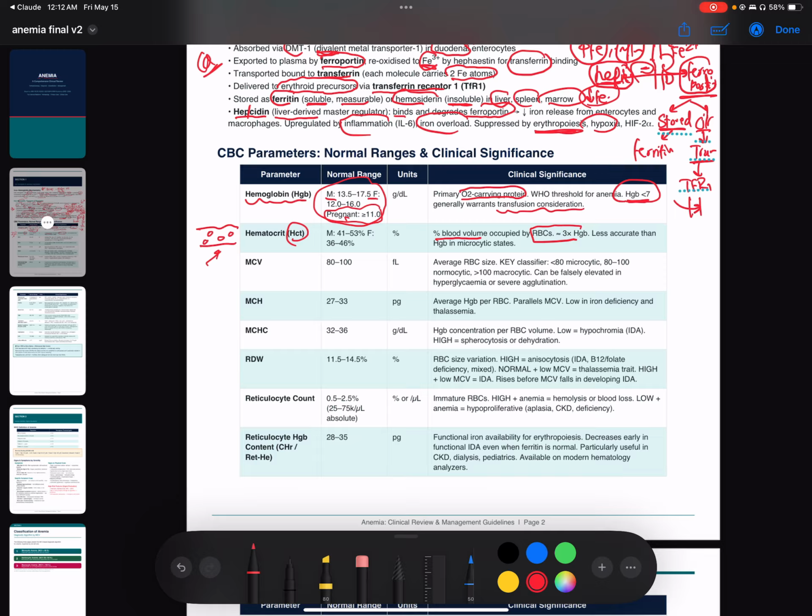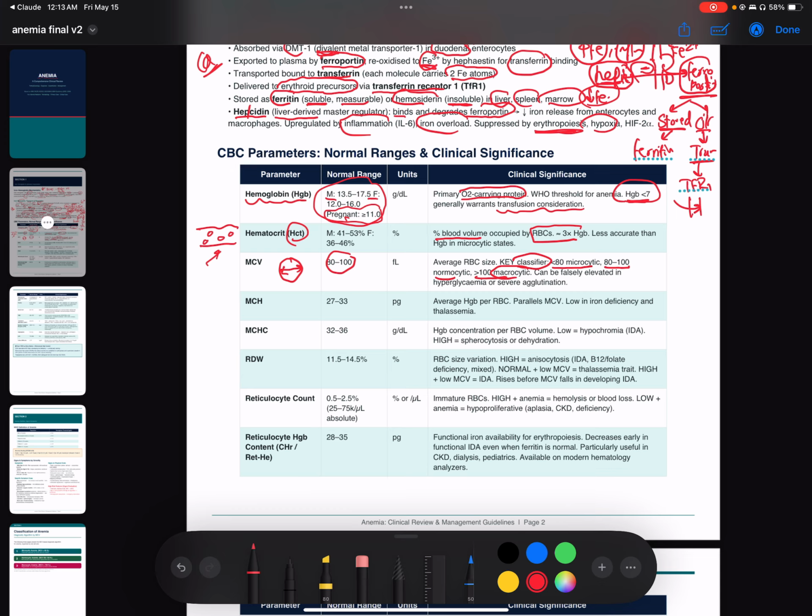MCV is just the RBC size. So if we measure the RBC size, the normal range, the average, is between 80 and 100. The importance of the MCV is that it's just a classifier. It helps us to diagnose or find out what is the cause of the anemia. So if it's below 80, we call it microcytic, and we have a differential diagnosis for that. If it's between 80 to 100, that's normocytic, and if it's above 100, we call it macrocytic.